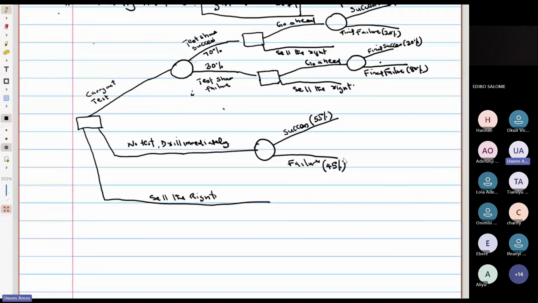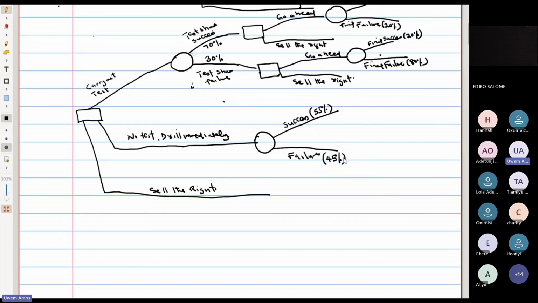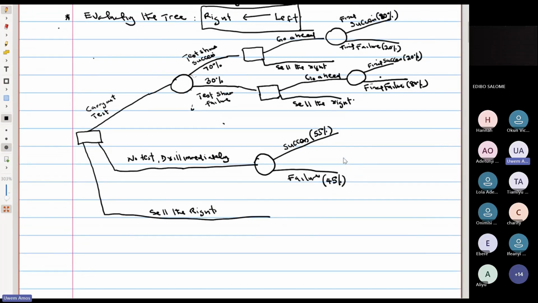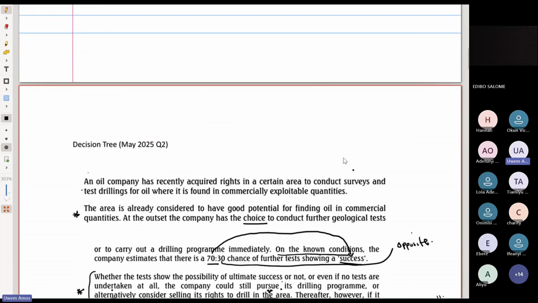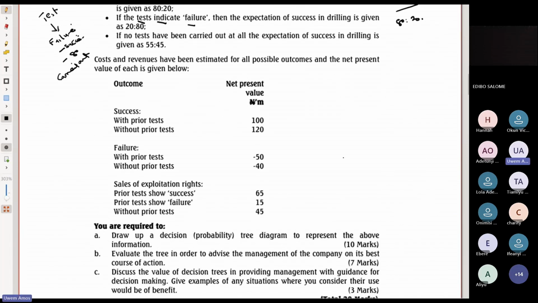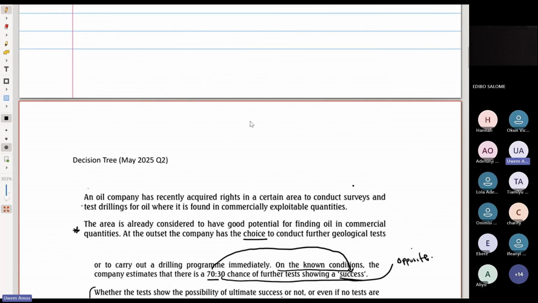Okay. So let's go ahead now at this point to look at the NPV values that were given in the question. Then we plot it in, and then we can evaluate our chart. Now let's go ahead. Success with prior test. The NPV is 100. So where do we have test, and then our final value is success? The NPV is 100. So let's go back.